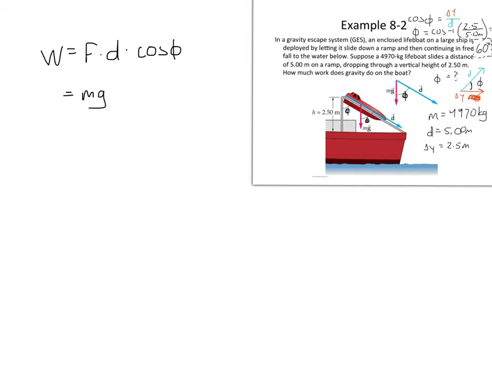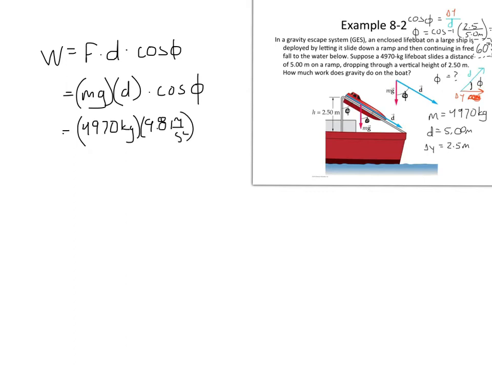Well, the force is really mg, right? It is the weight force applied straight down. We know our distance. Of course, our distance is down the face of the ramp, and I'll just call that d for now, and of course cosine theta. So let's actually plug in what our force and our distance are. So the weight is 4970. Well, that's the mass of it, right? Kilograms, of course, times 9.81. That's our g right there. Our distance is 5.0 meters, and our cosine times the cosine of, what's that angle? 60 degrees, right?